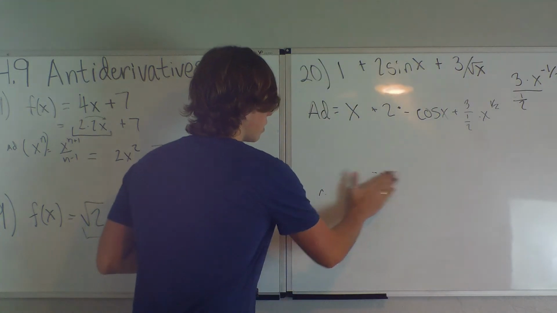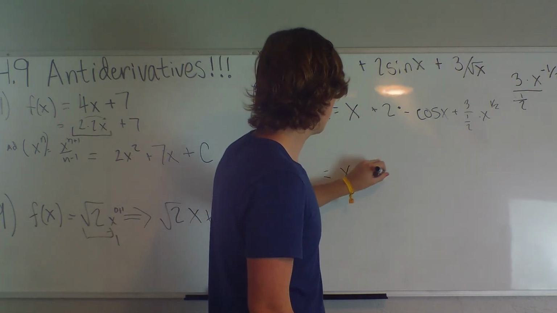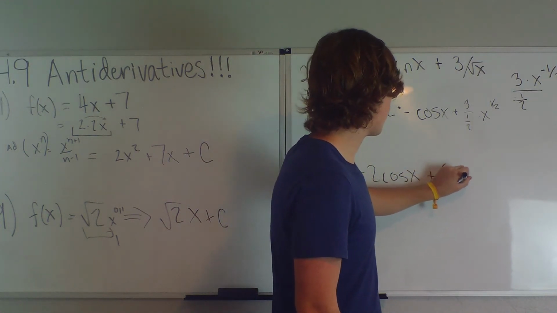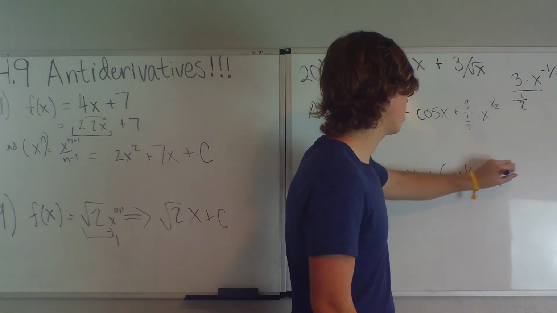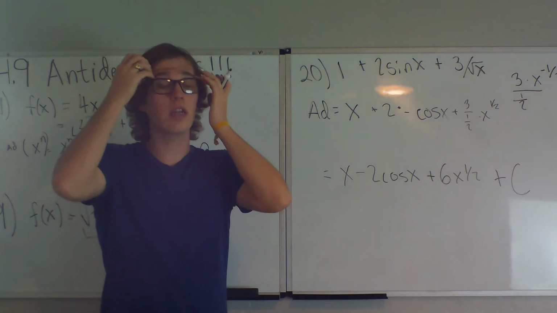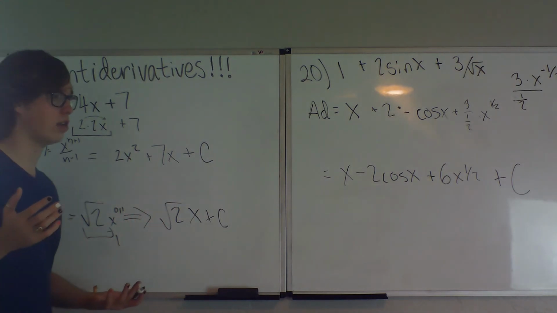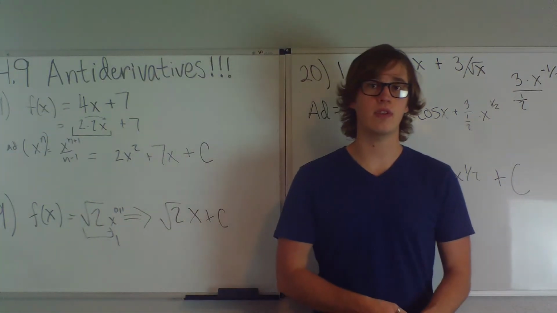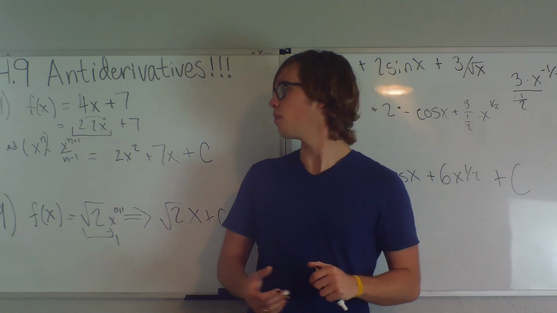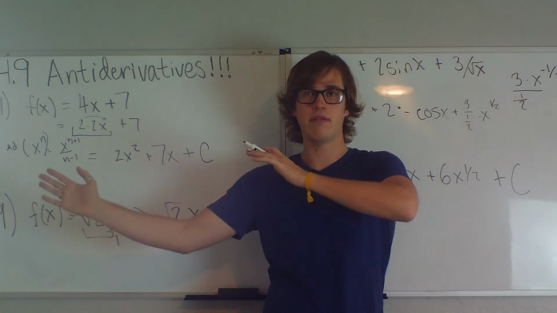Well, we can rewrite this whole problem out. It's just equal to x minus 2 cosine x plus 6x to the 1/2 plus c. And you always write that plus c. I know this is the third time I'm saying it. Always write plus c. And so this is the general strategy for antiderivatives. You just move backwards. We do everything that we've been doing for the past 20-ish videos. I don't know how many I've made. But instead of going derivative, do antiderivative.